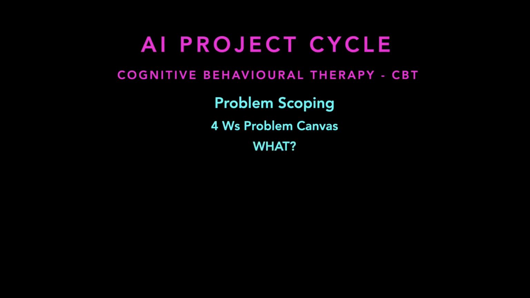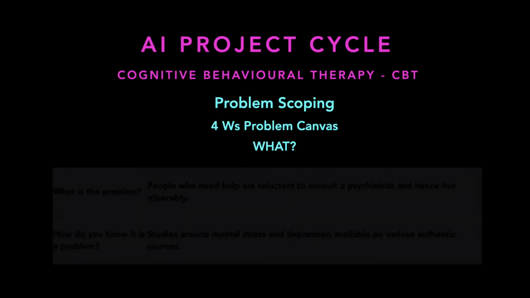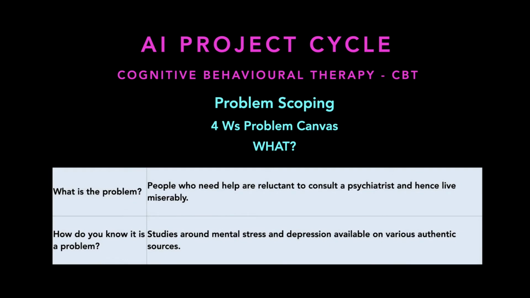The next W is what. Who we covered. Now the next thing is what. So what is the problem as we discussed? People who need help are reluctant to consult a psychiatrist or a doctor or a therapist, and hence their life becomes very miserable, right? They live a difficult life. So this is what the problem is. And how do you know that it is a problem? How do we all know?